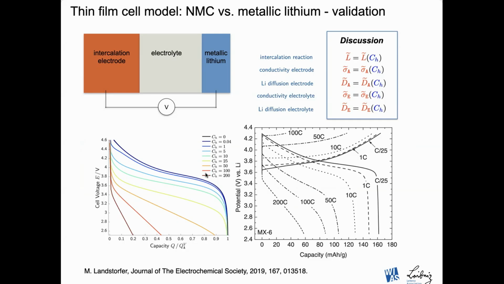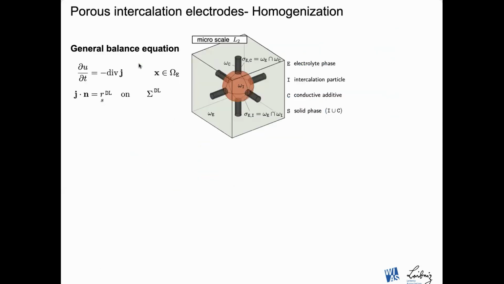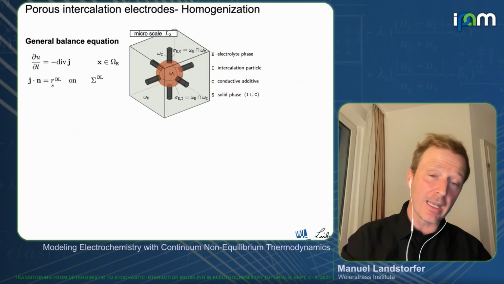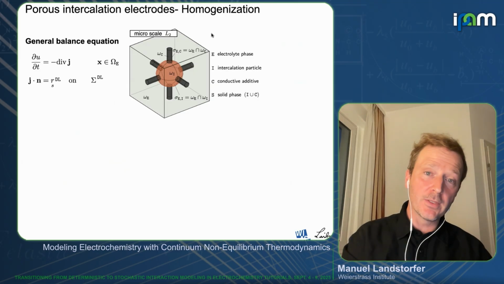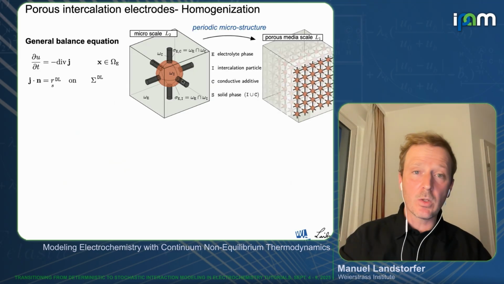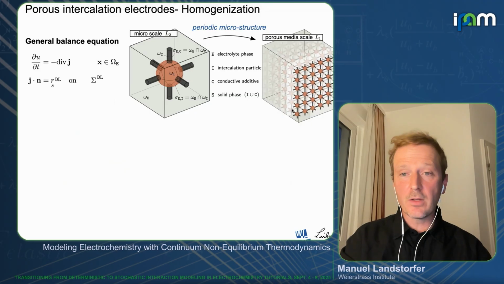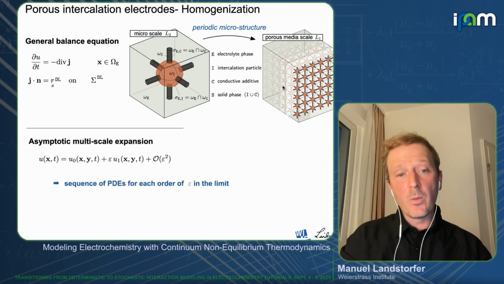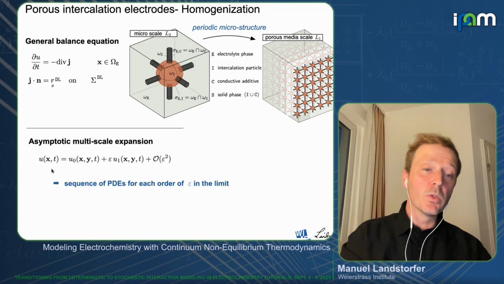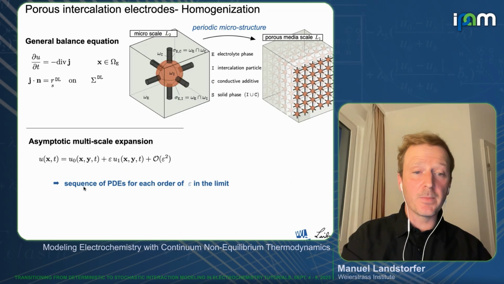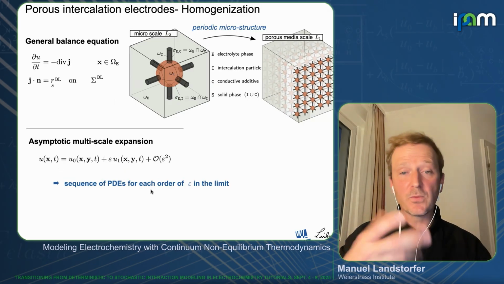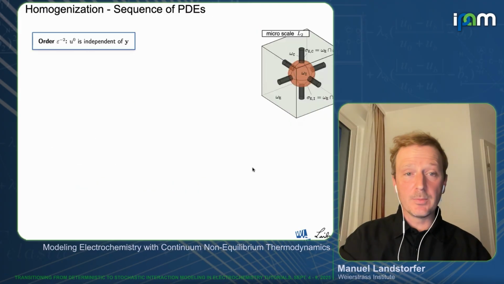Again, this is a validation methodology, if you want, for intercalation electrode and surface reaction models. Why is this important? Because we now can propagate, mathematically sound, everything we learned on the thin film cells also towards porous electrodes in terms of mathematical homogenization. So you can have a porous medium where we can use all we have learned in terms of multi-scale asymptotic expansions to derive PDEs for homogenized porous electrodes.